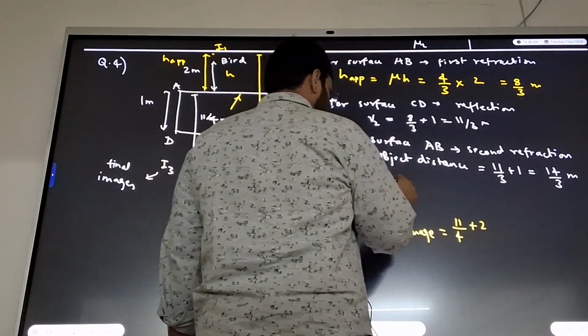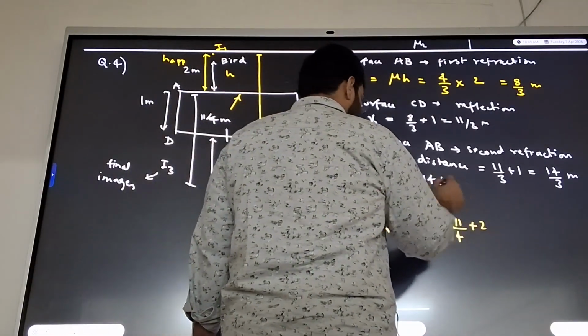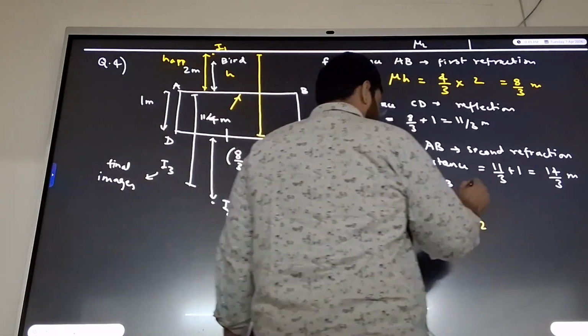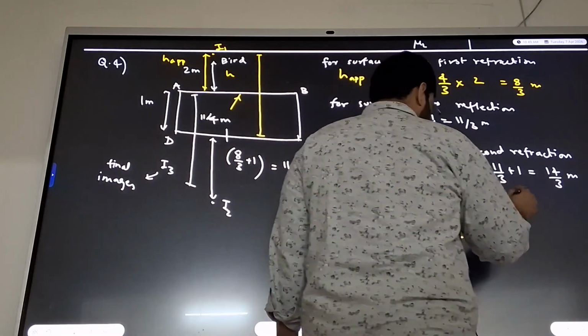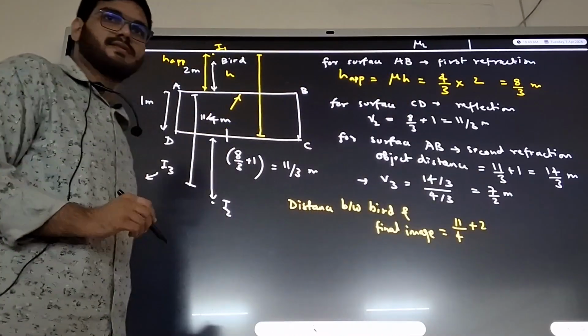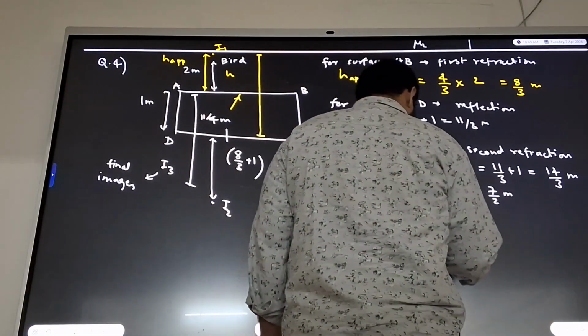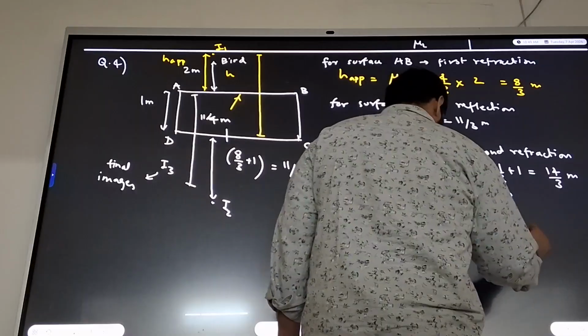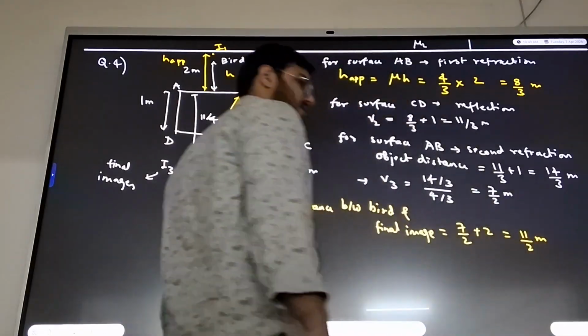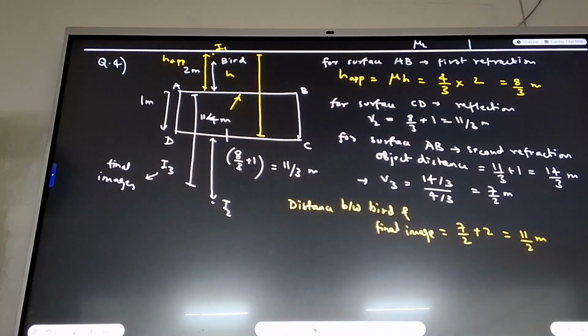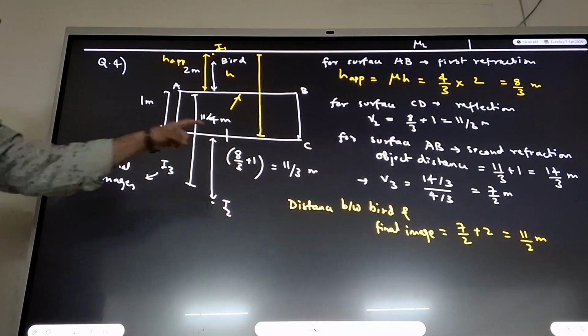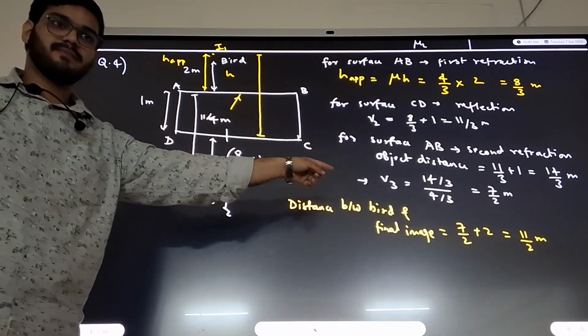So V3 is going to be 14 by 3 divided by 4 by 3, and this is supposed to be 7 by 2 meter, I think. Is this correct? 7 by 2, and then let me add it, and then what will you get? 7 by 2 plus 2, this is 11 by 2. Option A. Do you understand why you have to divide?